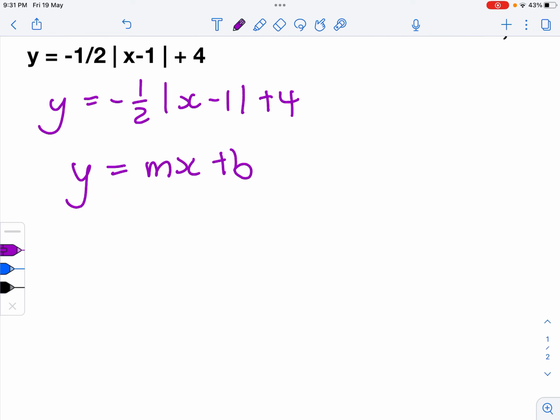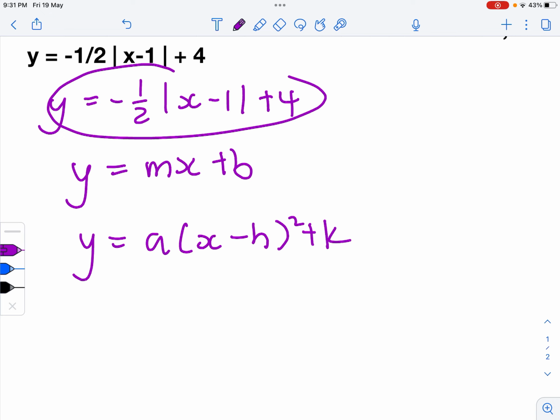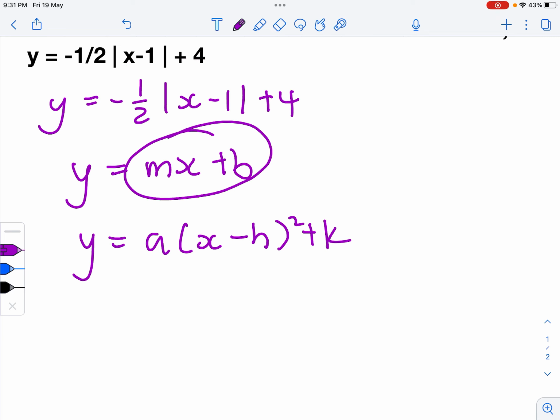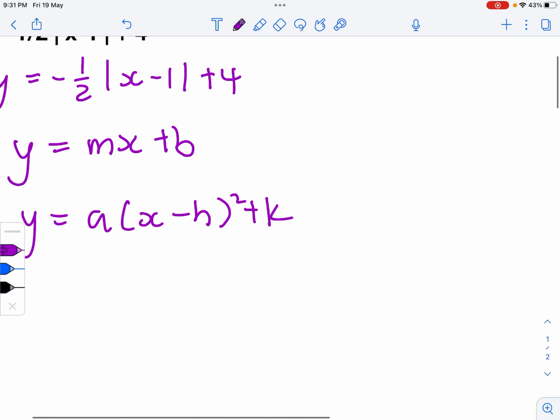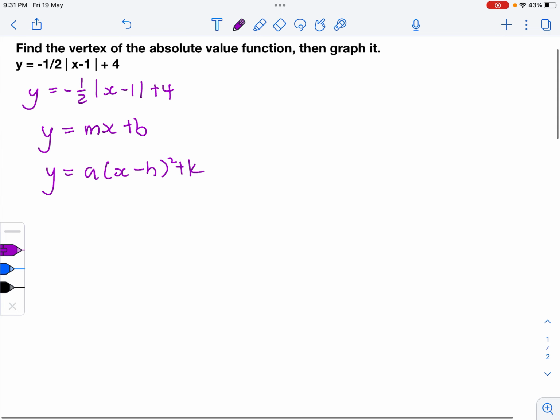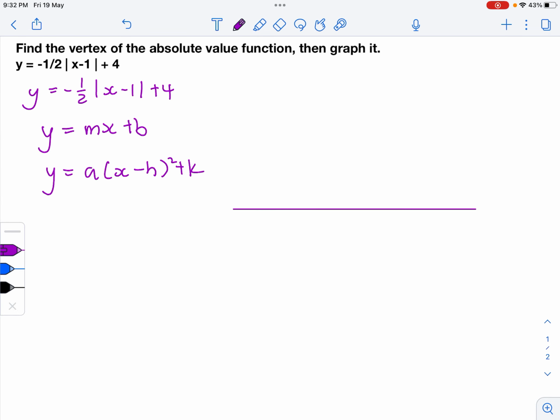And some of you may even think that this is very similar to the vertex form of the quadratic functions, which is y equals a times (x minus h) squared plus k. Here, both of you are right. This is a vertex form equation, and it is also based on the line equation. Now, what does that mean? Let me first draw a graph.